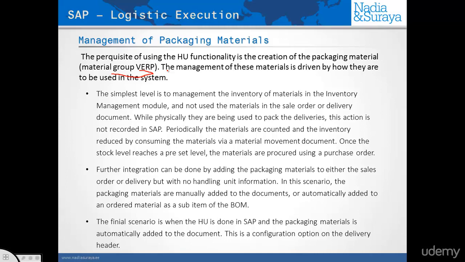For further integration, what you can do is to have the packaging material appear either on the sales order or on the delivery. And as you ship the material out, you automatically consume, i.e. you reduce the stock of that material. So you know, for this customer, I have sent him X amount of packaging material.